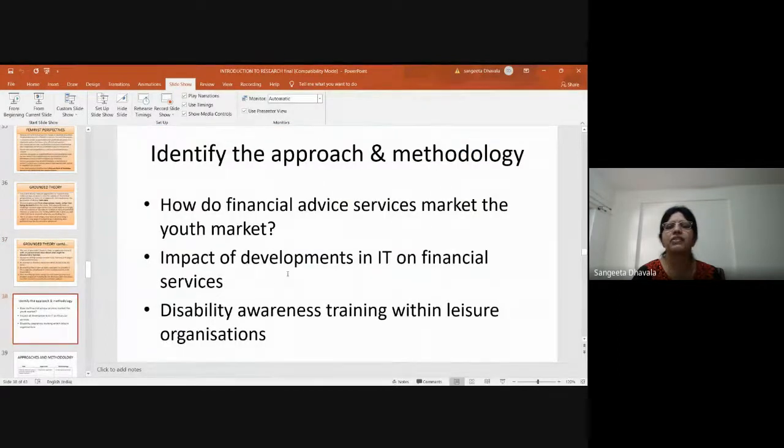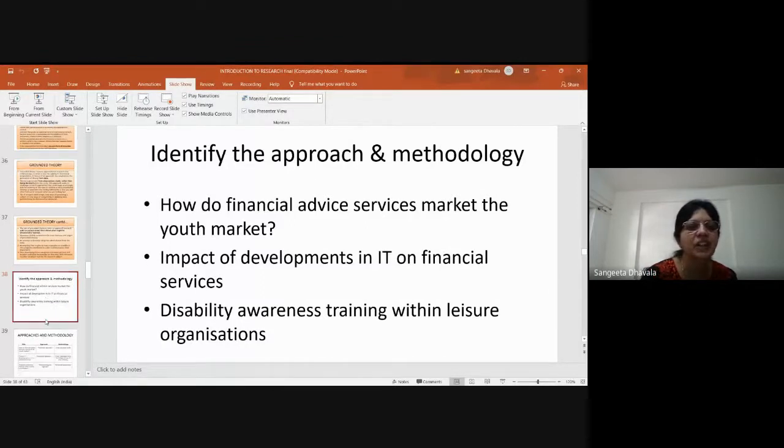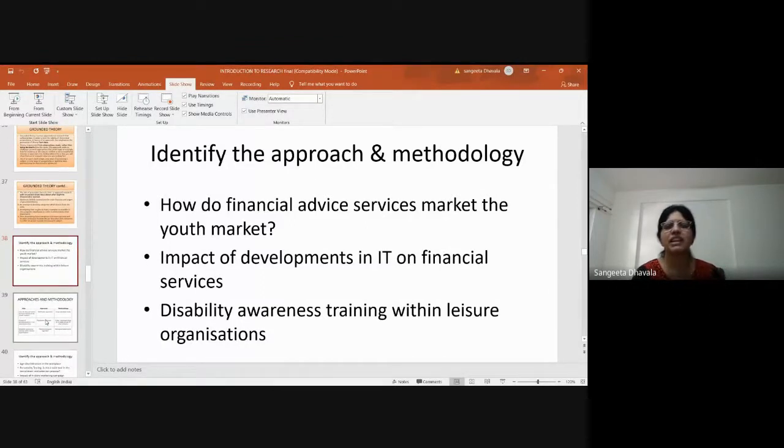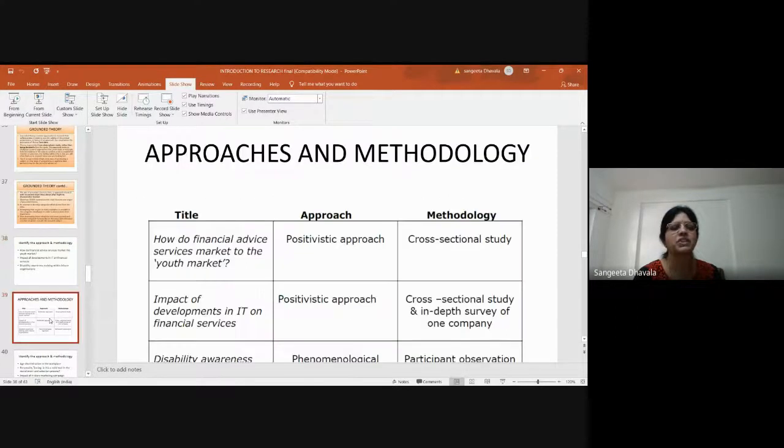Now, identify the approach and methodology. So these are certain exercises or questions I had used during my lecture. How do financial advice services market to the youth market? An impact of developments in IT on financial services, disability awareness training within leisure organizations. So these are just some hypothetical situations.